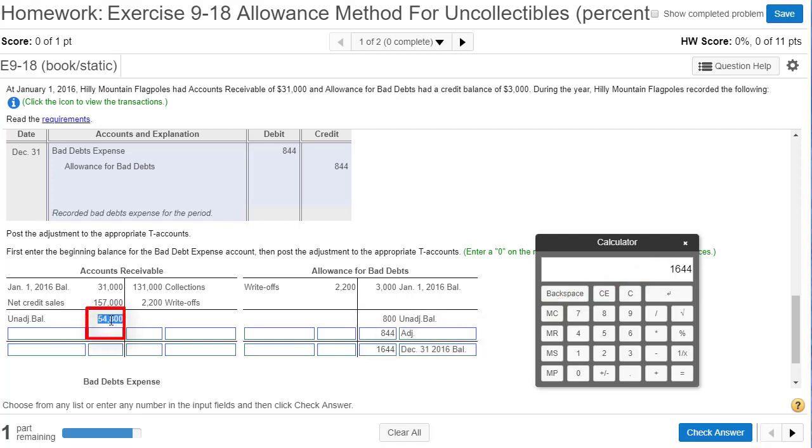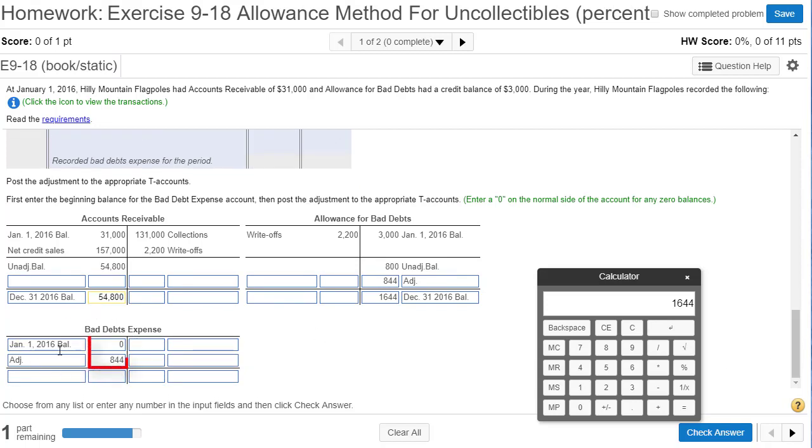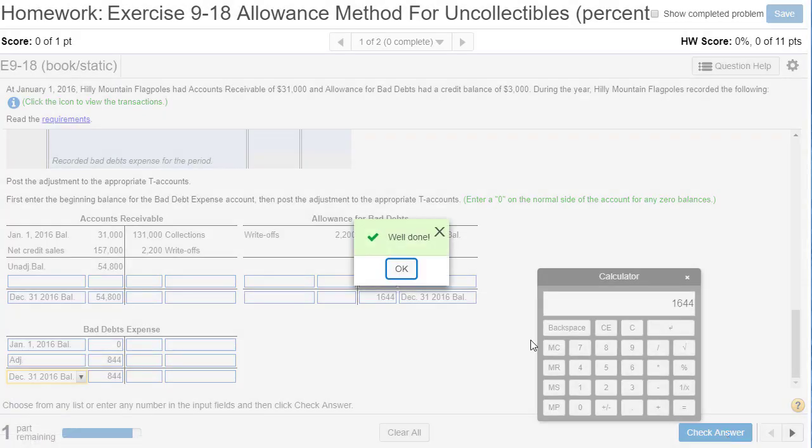And our balance of AR is still going to be 54,800 because we did not adjust it. So what this means is our customers owe us 54,800, and we think about 1,644 of it, in other words, 3% of this 54,800, will not be collected. Why did we use 3%? Because this company, in their history, found about 3% of their AR balance is not paid back. Now we need to figure out the balance for our bad debts expense, 844, and that's our December 31st balance.